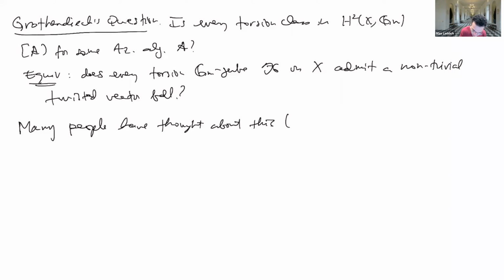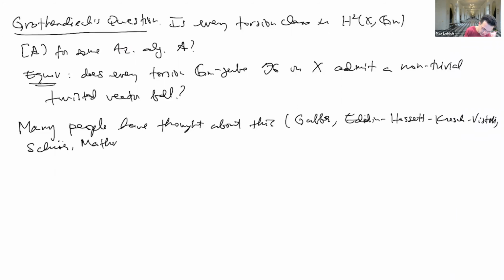So here's some of the people that I know have thought about this over time. Gabber, this is famously his thesis. I'll talk about that a little bit in a second. Edidin, Hassett, Kresch, Vistoli wrote a nice paper about this. Schröer has thought about this for surfaces of various kinds. My student Sid Mathur has thought about this. Vincent Shin has thought about this. A bunch of dots. I'm sure that half the people here know more about who's thought about this than I do right now. But let me tell you some of what we know.